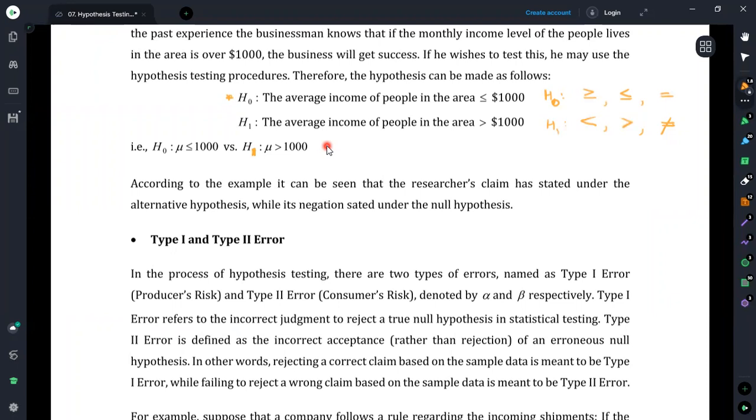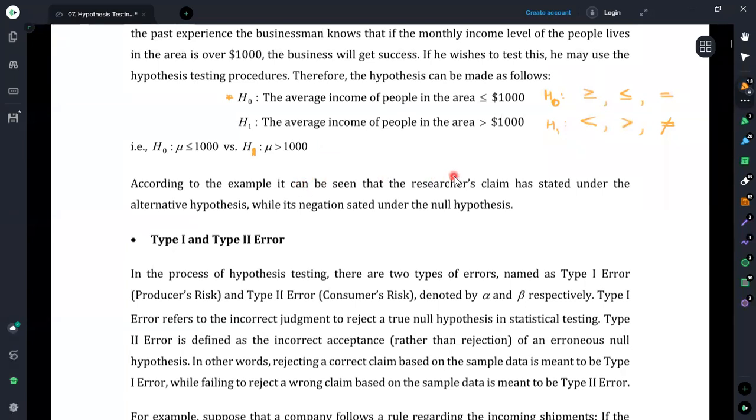The next way that we can find out what would be null and what would be alternative is by looking at these notations: strictly less than, strictly greater than, or not equal. There is no sign of equality in the alternative. If the statement has the word equality, less than or equal, greater than or equal, or just equal, then such a statement should always be mentioned under the null hypothesis.